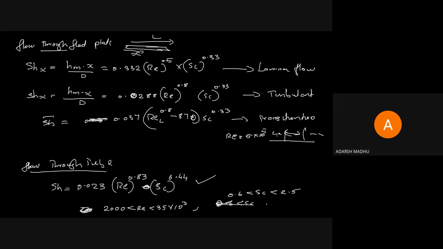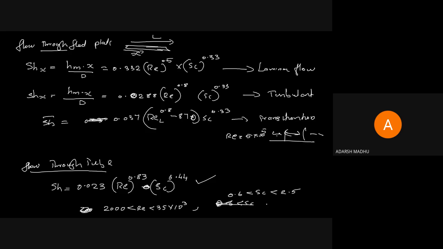Yesterday in the class you wrote particular values of Sh in the case of laminar flow, turbulent flow, transition region, etc., for flow over a flat plate. So I have written the values 0.332, Re to the power 0.5, Sc to the power 0.3, and 0.0288, etc. This is what I wrote yesterday. But in your data book you can see values of Sh other than 0.332.